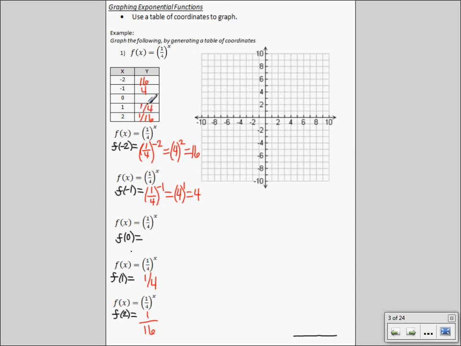And finally, to conclude, we have f of 0. So f of 0 equals 1/4 to the 0 power. Anything to the 0 power is just 1. So the answer when x is 0 is just 1.